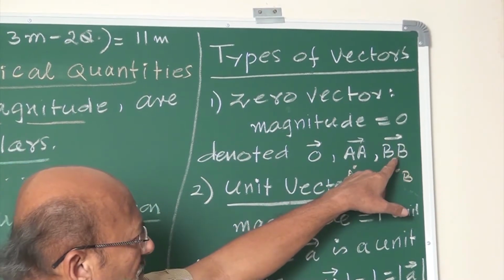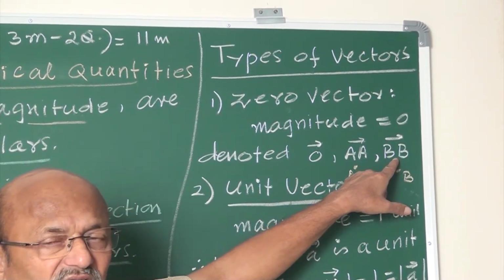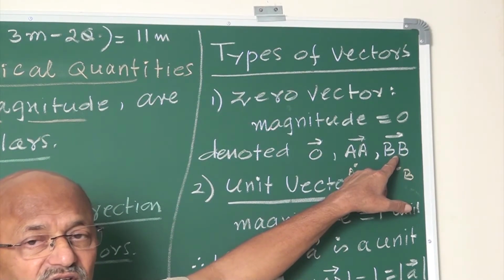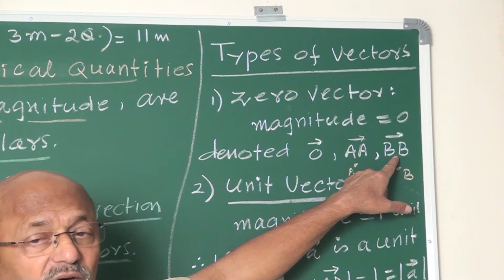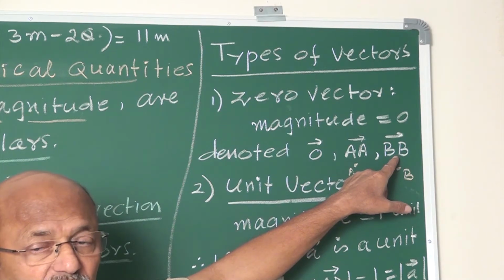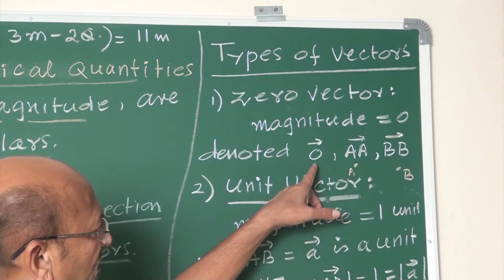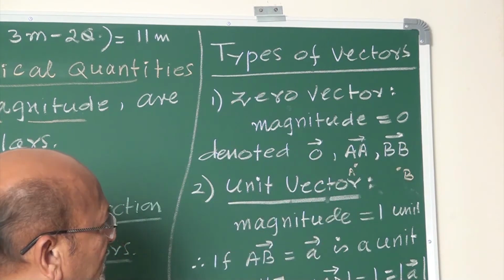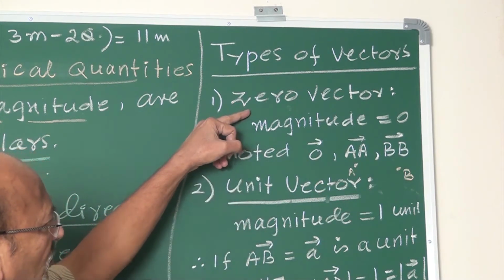Same, BB, CC, you mean the initial and end points are the same. In that case, naturally, my friends, the length becomes 0. Distance between two points becomes 0. Then it is a zero vector. Representation either 0, vector AA, vector BB, like that, my friends. It is a zero vector or null vector.